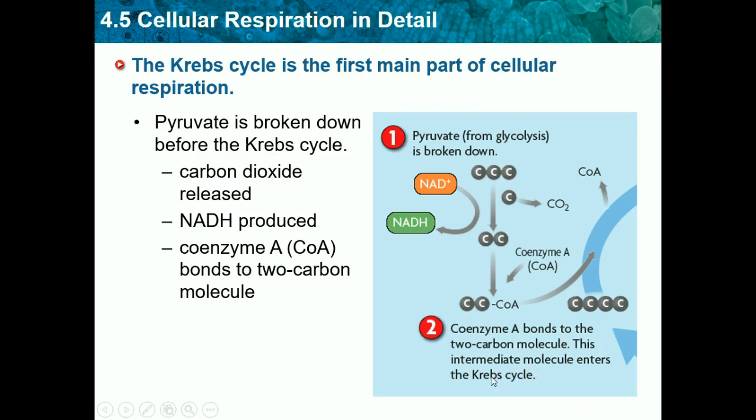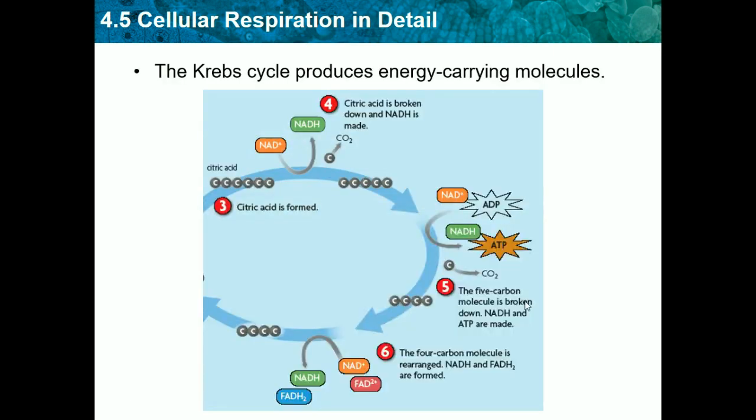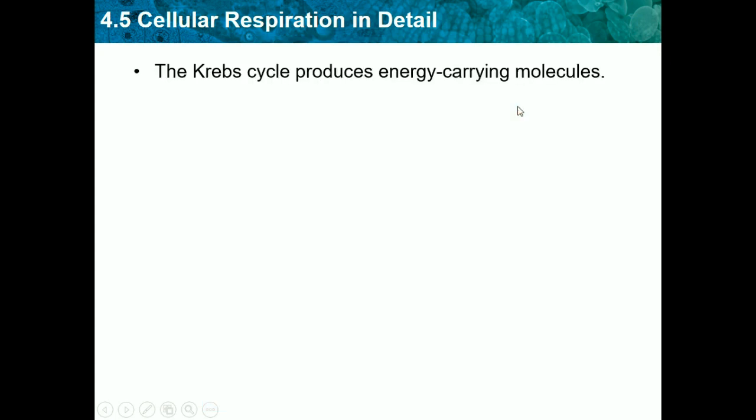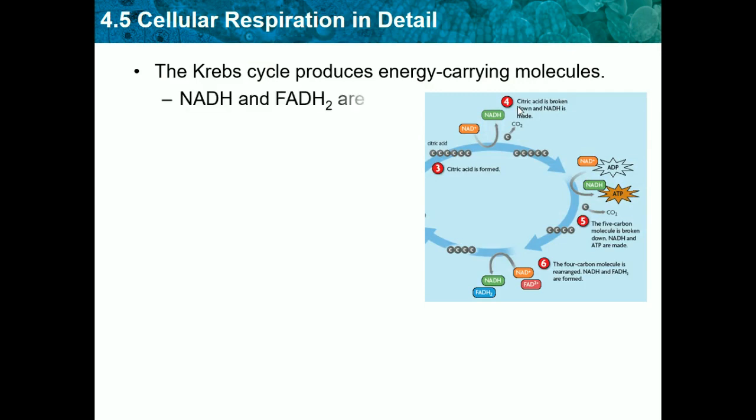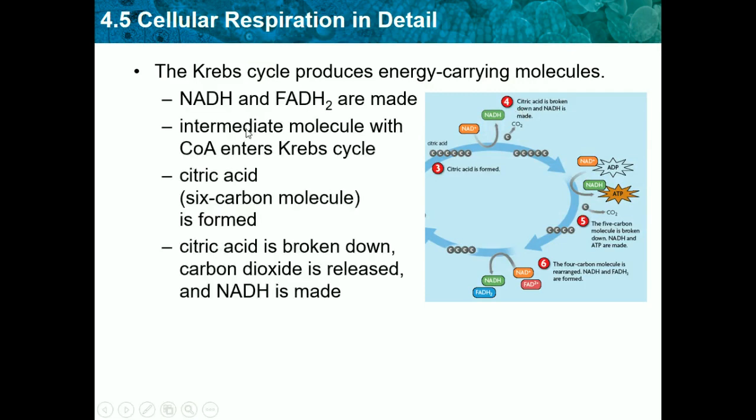This intermediate molecule enters the Krebs cycle. So this is the beginning of the Krebs cycle, this intermediate molecule. It enters the Krebs cycle, and the Krebs cycle produces energy-carrying molecules, which, as we know, is NADH, and there's another one we don't know yet, which is FADH2. These energy-carrying molecules basically just carry energy, or charged electrons, to the next stage. So NADH and FADH2 are made.